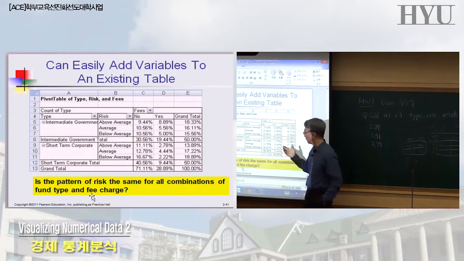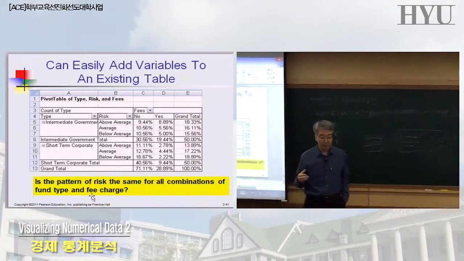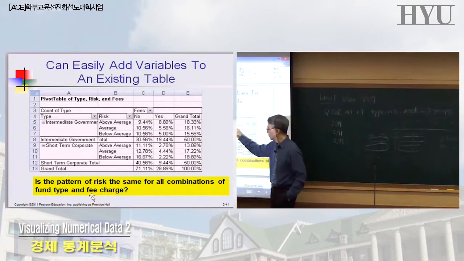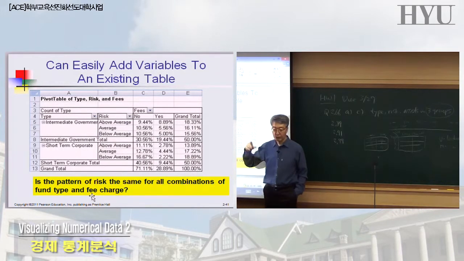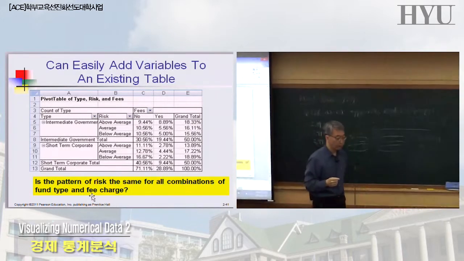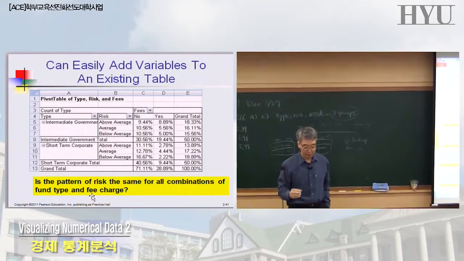So 9% of 180 is what? About 16, 17 funds, or maybe 16 funds. So obviously about 16 funds belong to this cell, right? But they will all have different asset sizes. But if you want, you can find out the average asset size of those 16 different funds. How do you do that?